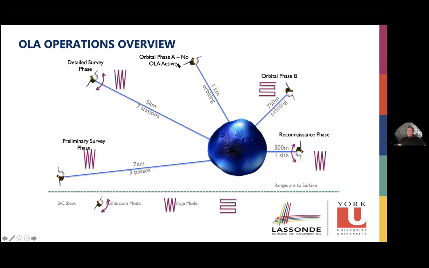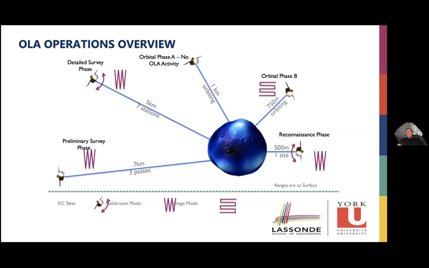And then we were not supposed to have any activity between detailed survey and what was called orbital phase B, but we did, and I'll talk to you a little bit more about that later on when I explain what actually happened and some of the ups and downs during the mission.